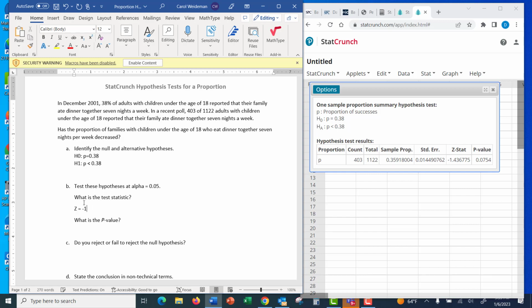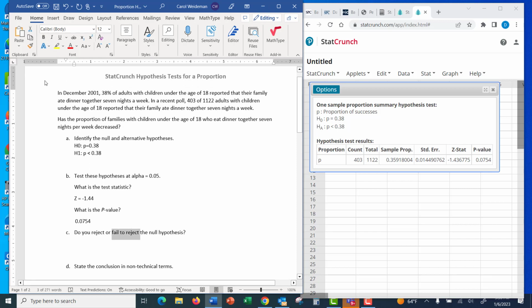And then the p-value is right next to it, and we see the p-value here is 0.0754. And remember, we were going to test at alpha of 0.05, and so because 0.0754 is not less than 0.05, we would fail to reject. I'm going to highlight that, so that's going to be fail to reject.